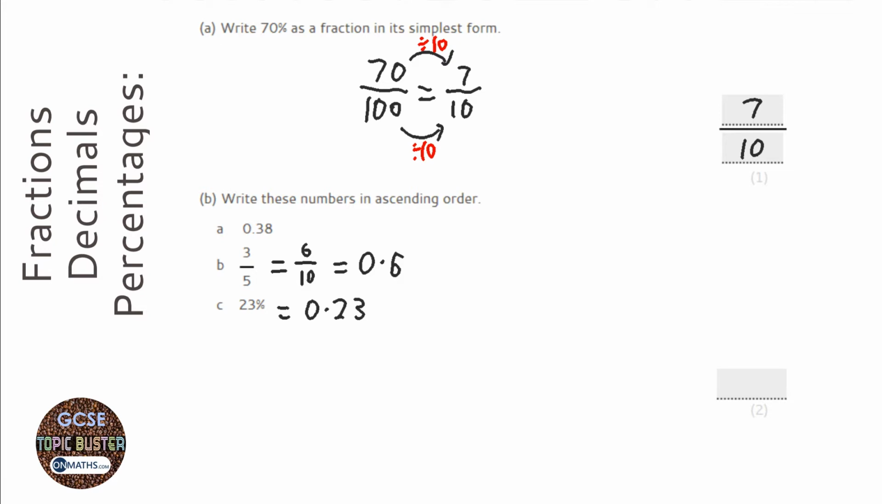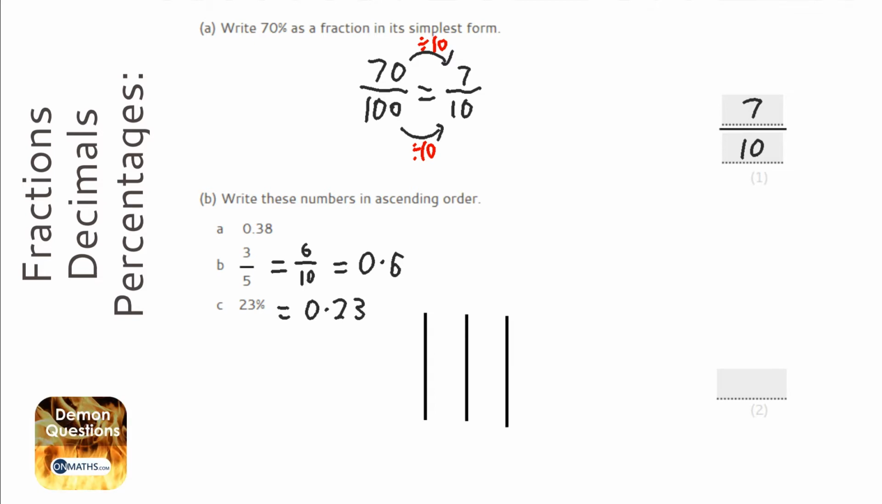Okay, now we just do our little columns to make absolutely sure that we get this right. So what have we got? We've got 0.38. We've got 0.6 and we've got 0.23. So if you look in this column here, because all of them start off with 0, there's no point looking in that column, we can see that 0.23 is the smallest.